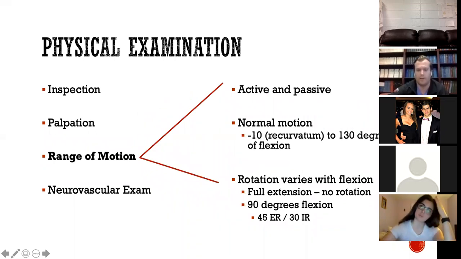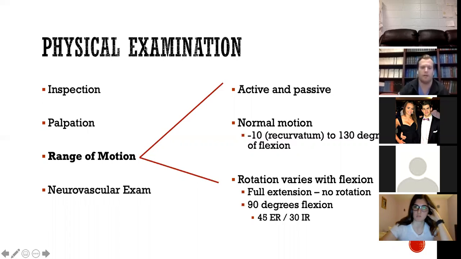Important to note that normal range of motion is actually from -10 degrees of extension, which means that the knee is in recurvatum, or actually extended past 0 degrees of extension, all the way to 130 degrees of flexion.